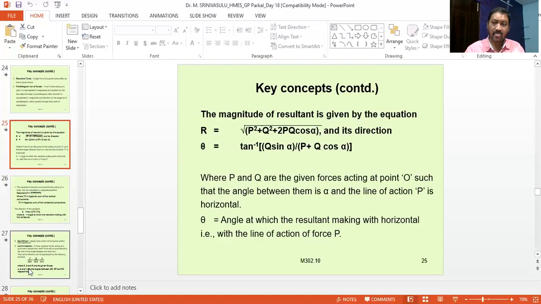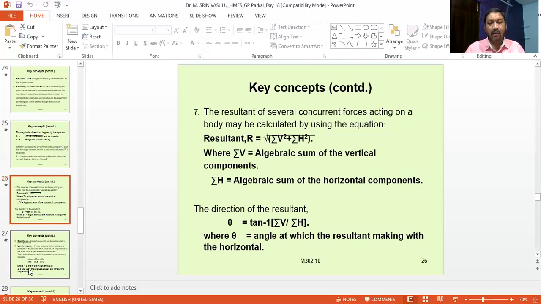So this is about the resultant when two concurrent forces are acting. When more than two forces are acting, then the result can be found by resolution of forces. In this case, we have to resolve all the forces acting on a body into two components, that is horizontal components and vertical components. Then we have to find the algebraic sum of the horizontal components, that is sigma H, and the algebraic sum of the vertical components, that is sigma V.